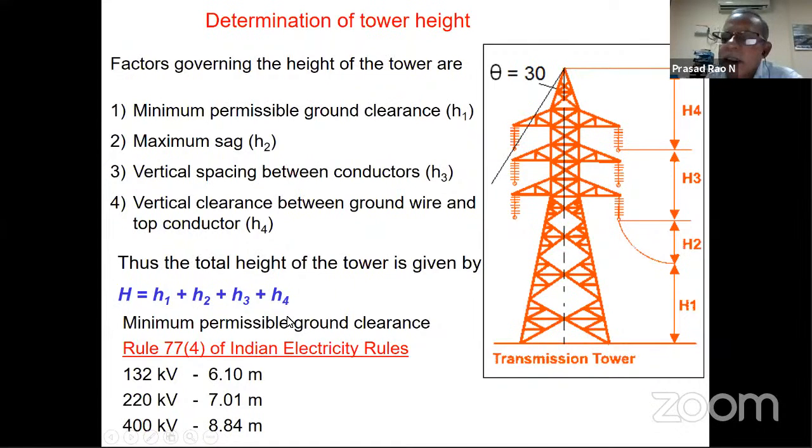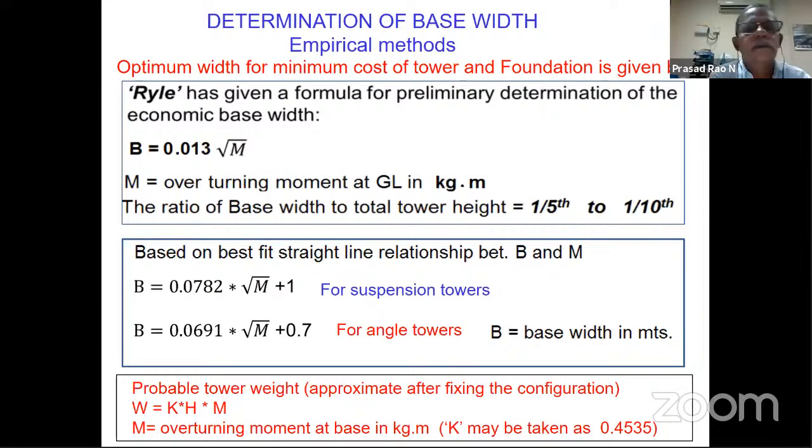Once your height is fixed, then we will be calculating the loads. Based on the Indian Electricity Rules, we have for 132 kV 6.1 meter ground clearance, 227 kV 7 meters, and 400 kV 8.84 meters. Based on this, we can calculate the height of the structure. Once you know the height of the structure and the loads, you can find out the base moment. Based on the base moment, we can find out the base width of the tower.